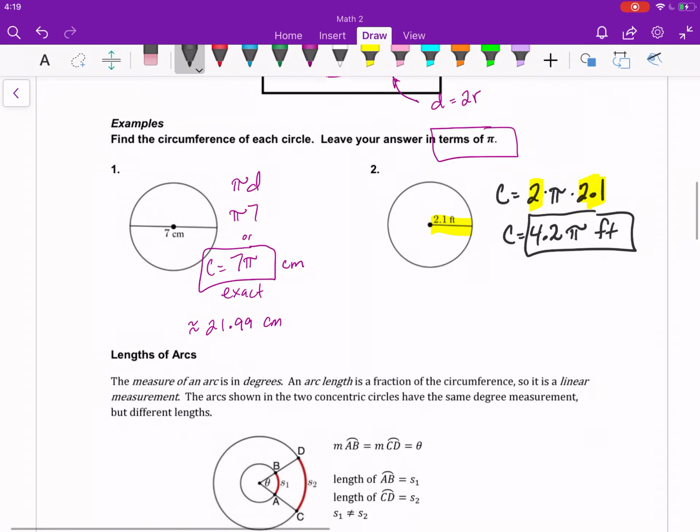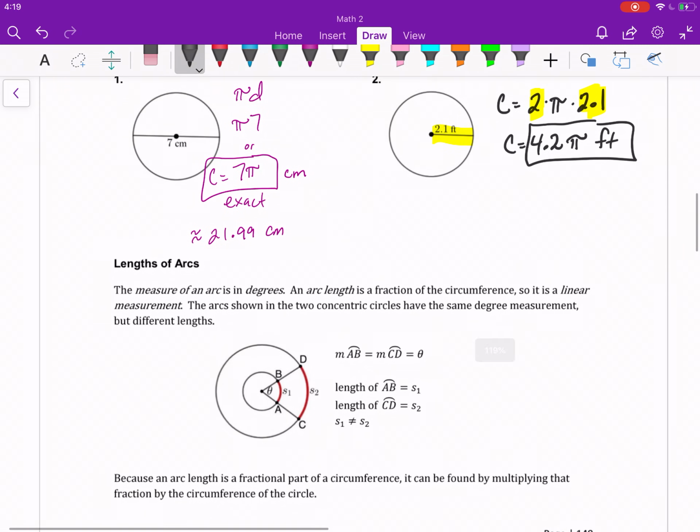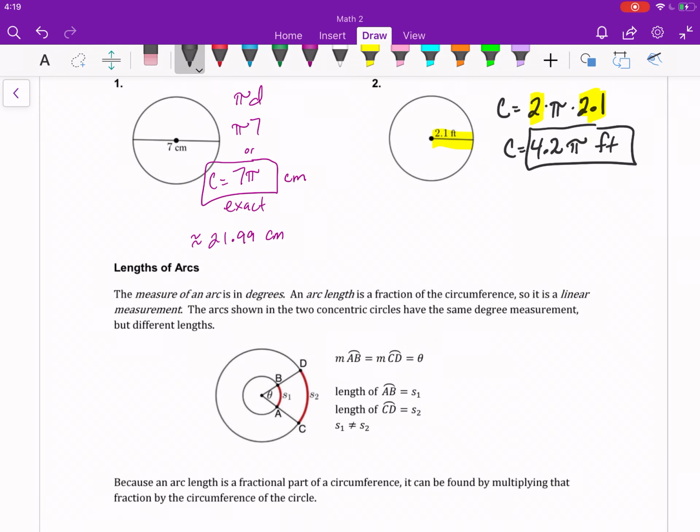So to go on with what I had said, just to introduce what arc lengths are. Remember, the measure of an arc is in degrees, while an arc length is a fraction of the circumference. So it's a linear measurement.